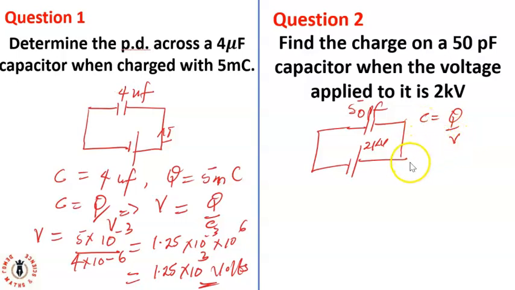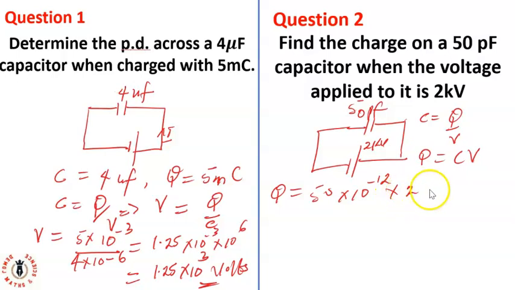So that this time around, we're interested in finding the charge Q. So that Q obviously is the same thing as CV. So that Q now will be the same thing as 50 pico, pico is 10 raised to the power minus 12, times 2 times 10 raised to the power 3. That's kilovolts. So Q now will be the same thing as 2 times 50, that's 100, times 10 raised to the power minus 12 times 10 raised to the power 3, that's times 10 raised to the power minus 9.